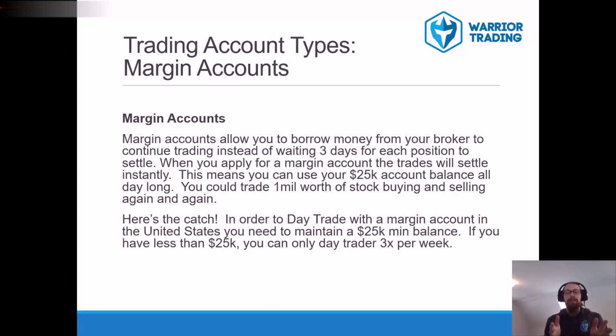That means with $25,000, you can trade again, again, again. You could trade 1,000 times in a day. You could trade $10 million worth of stock because every time you sell it, it resets your buying power back to $25,000. That's the advantage of a margin account.